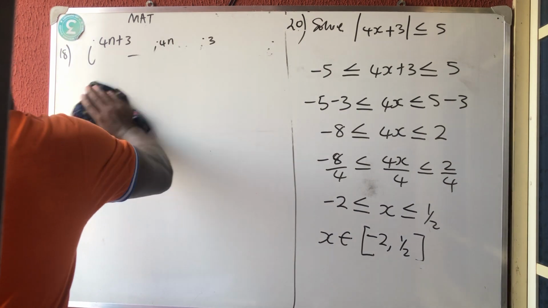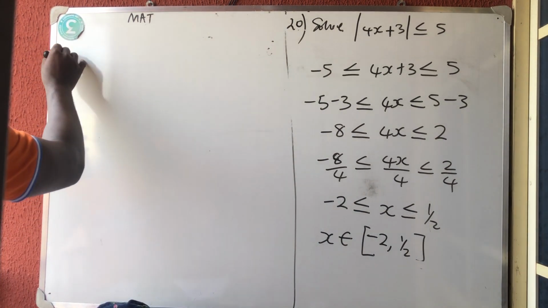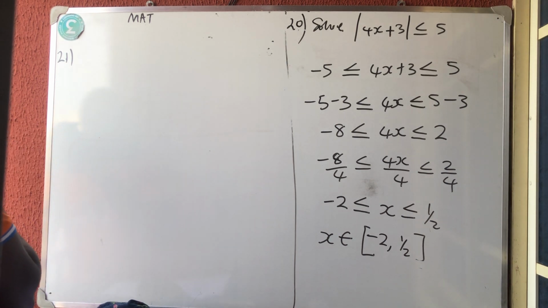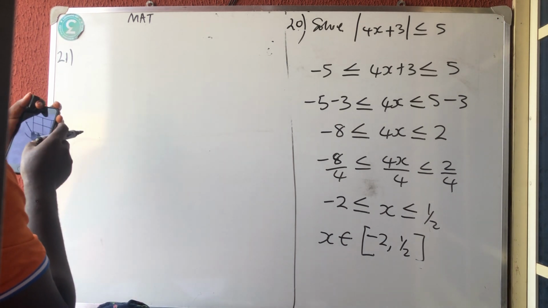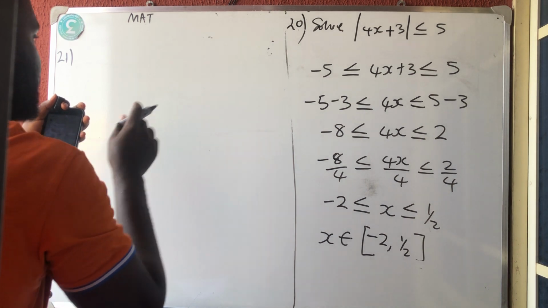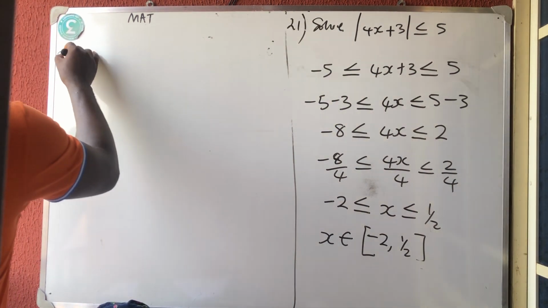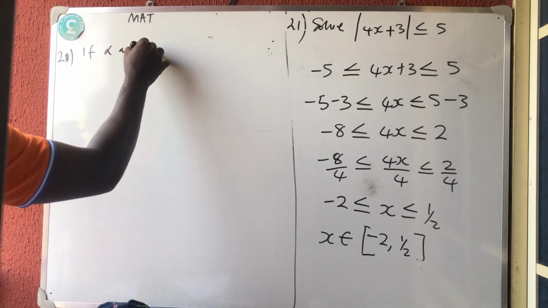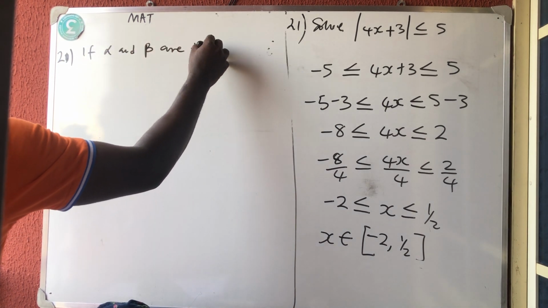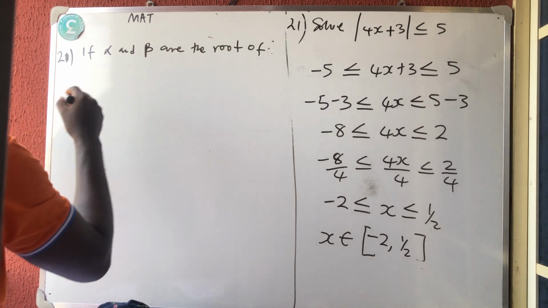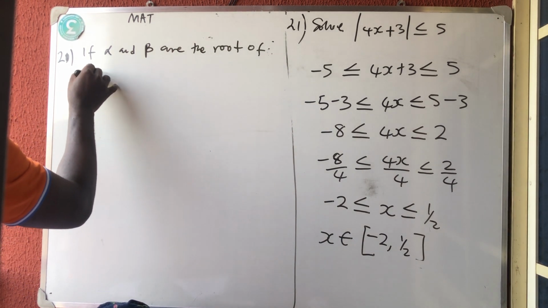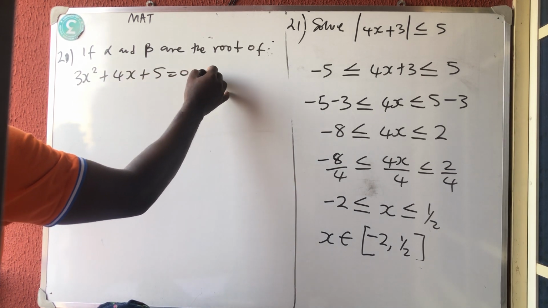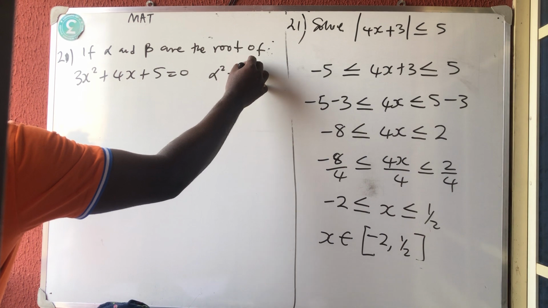So number 21. Sorry, this is number 21. So number 21 said that if alpha and beta are the roots of 3x squared plus 4x plus 5 equal to 0, then we should find alpha squared plus beta squared.